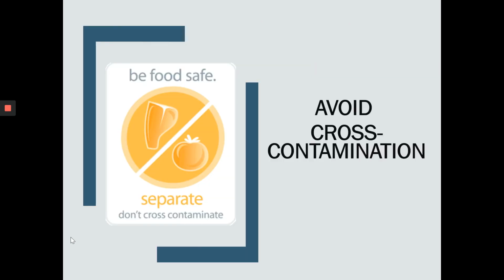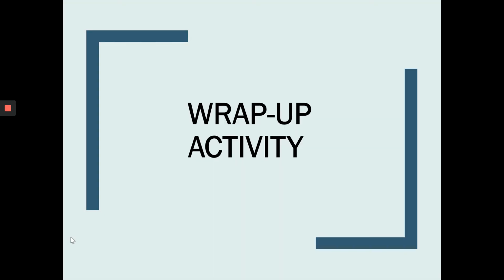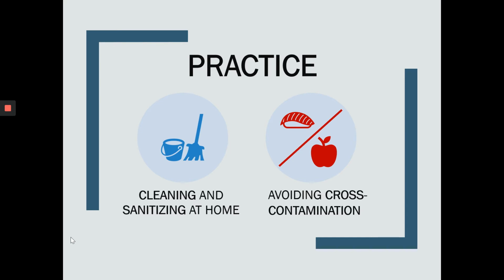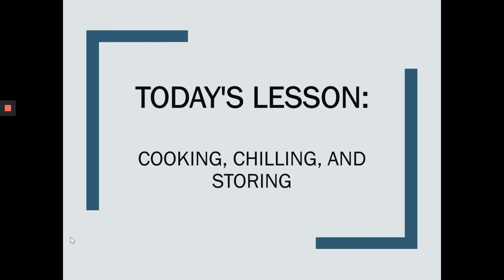Remember to avoid cross-contamination. Let's review the activity handout we completed at the start of the lesson. Are there any changes you would make to your process? Practice cleaning and sanitizing, as well as avoiding cross-contamination. In today's lesson, we will discuss proper cooking, chilling, and storage practices and their importance in preventing foodborne illness.